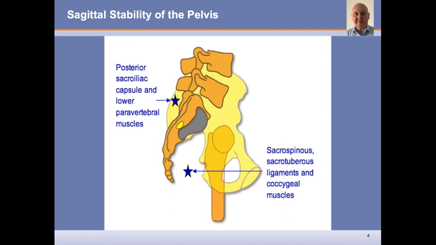Beside the structural and elastic elements that maintain the balance in the pelvis, there is also an active muscular balance. The most important muscles that keep this dynamic pelvic balance are the lower paravertebrals and an important part of the pelvic floor, the coccygeal muscle.